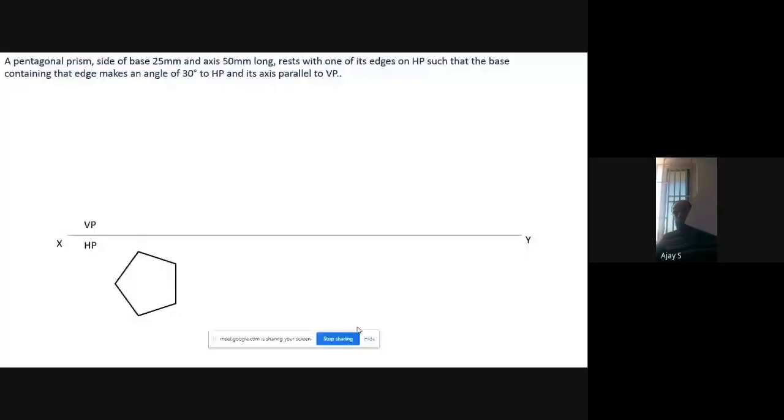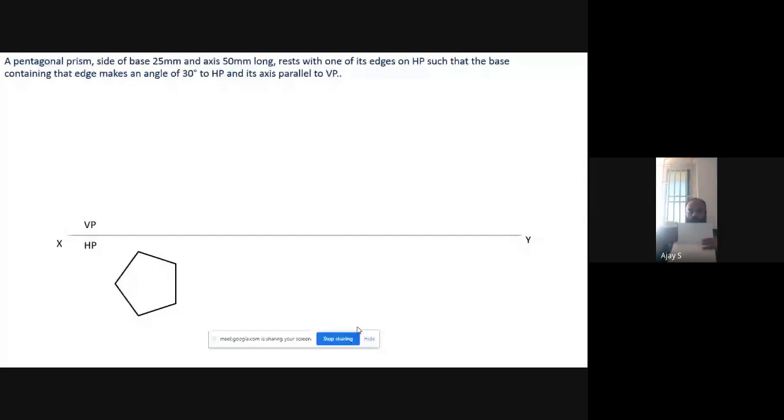So this is a pentagonal prism having a side of 25. Just think this is the side which is 25 mm, and it has an axis of 50 mm. Okay, it rests one of its edges on HP. So the first procedure is we'll have our, okay, this is your vertical plane. This is your horizontal plane. So this is the procedure we follow, as we have drawn over here.